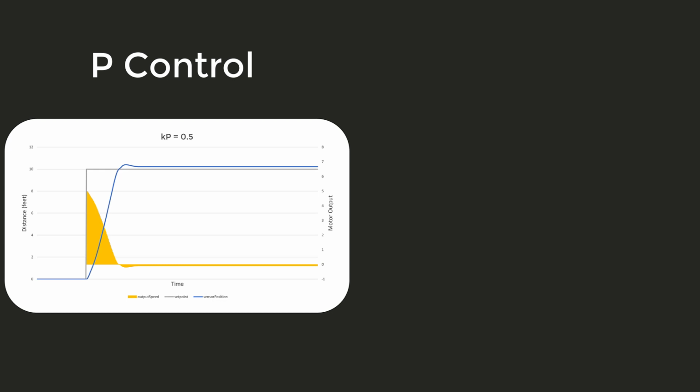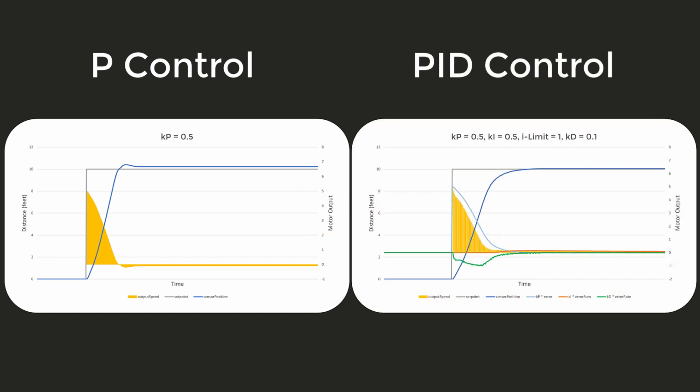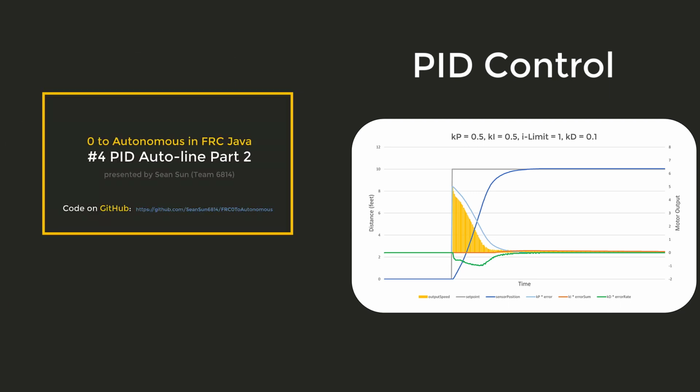If the motion that the mechanism is trying to achieve doesn't need to be extremely precise, we could stop here and get a decent result. However, if we do want it to be extremely precise, how can we fix this? In the next video, we will solve this problem by introducing the integral term and the derivative term in PID.